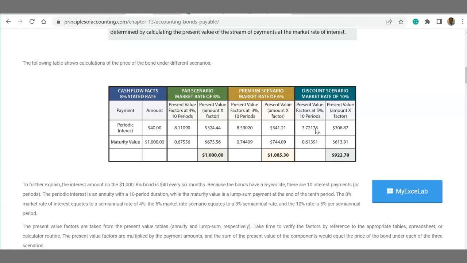So in this scenario, they tell investors, because the bond is paying only 8%, however, the market interest rate for such a bond is 10%. So at this moment, just pay $922.78, and you can buy the certificate. And at the end of 5 years maturity date, you will get your original $1,000 back. So they pay less, but they get the $1,000 back. Why do they pay less?